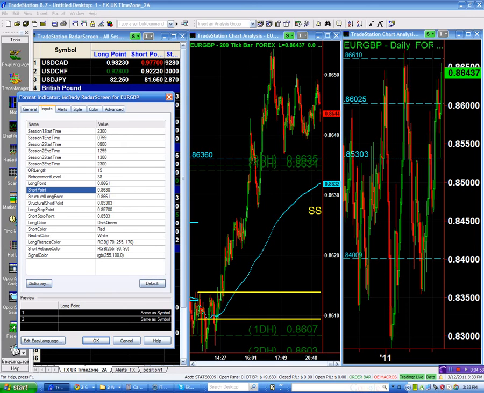And if I go short below 86.30, I'm going to place my stop right above the 86.36. I'm just going to give it above the structure point over here. And if I go long above 86.60, I still have to use the 86.36 as a stop.